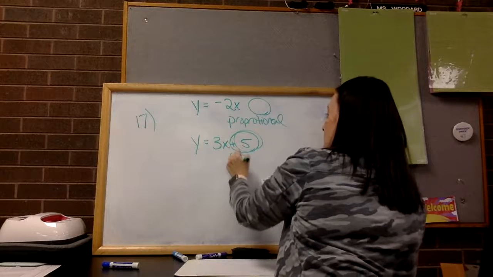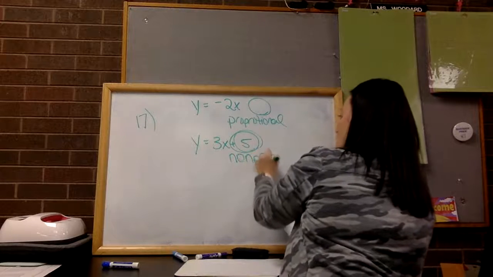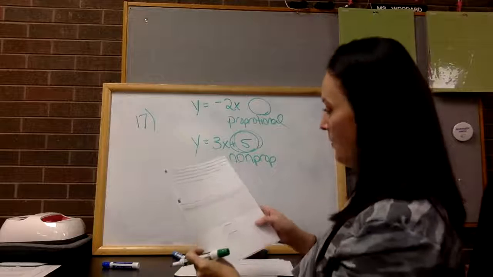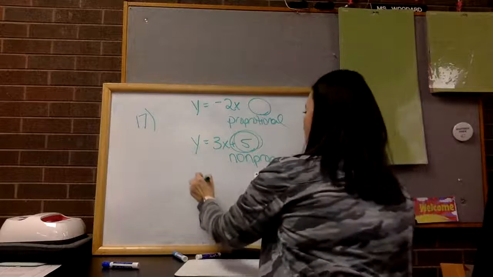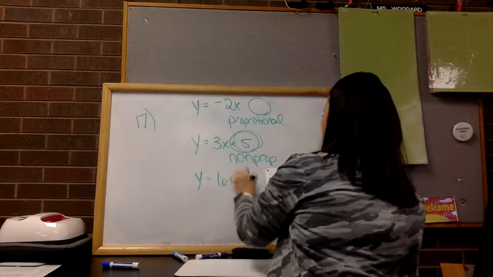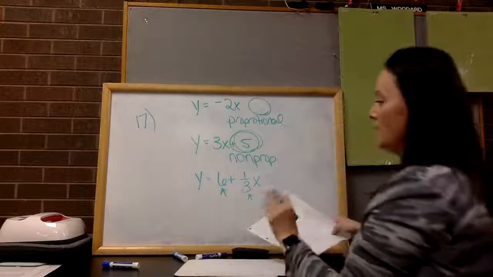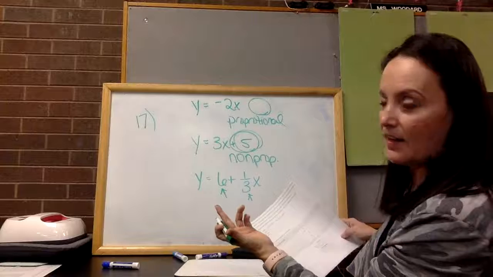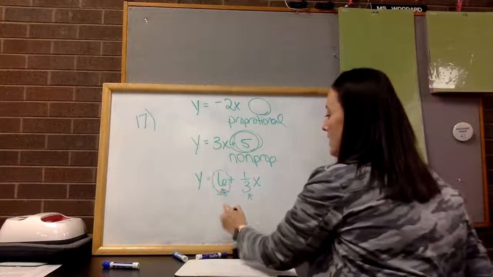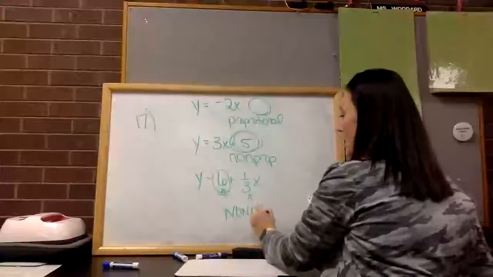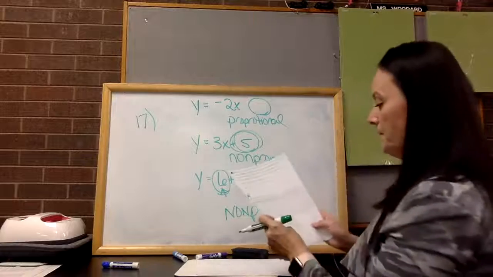Since it has one of these, it is non-proportional. So this one should be non-proportional. The next one, y equals 6 plus 1/3 x. Here's my slope. There's my y-intercept. It doesn't matter that they're inverted. They can be written either way. Since there is a y-intercept, this is non-proportional.